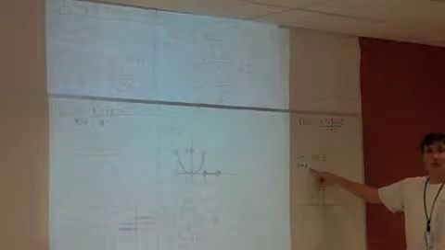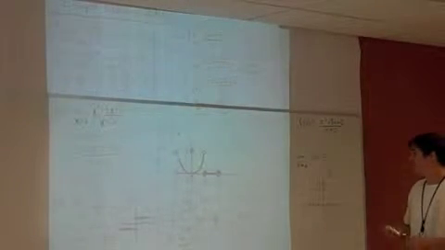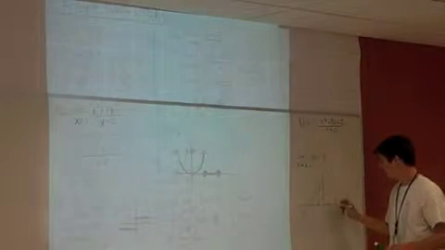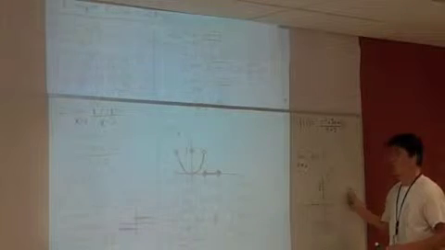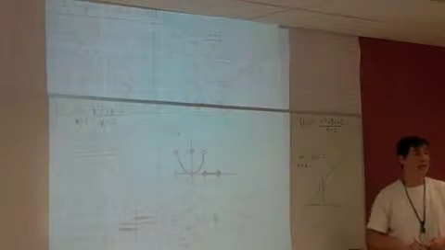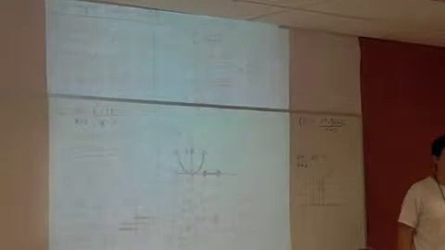So the limit as x approaches 2 from the left goes towards 5. From the right, it goes towards 5. So the limit exists, and the limit is equal to 5. Does that make sense, you guys?